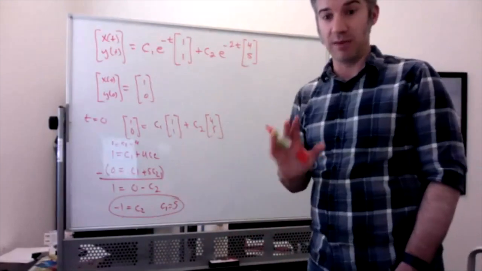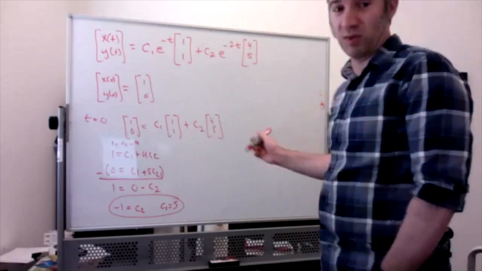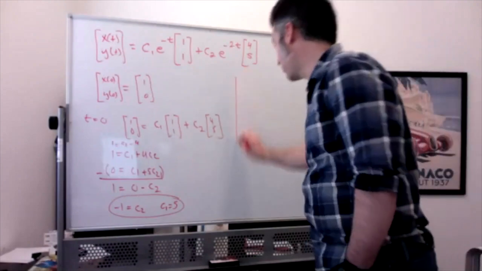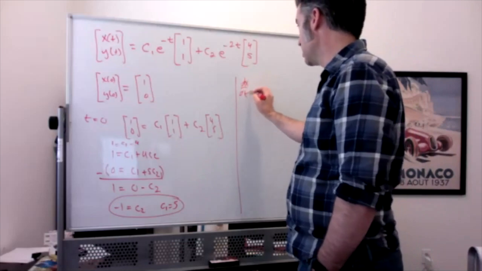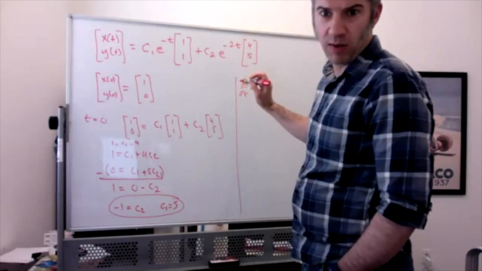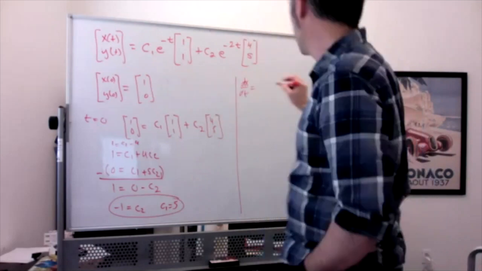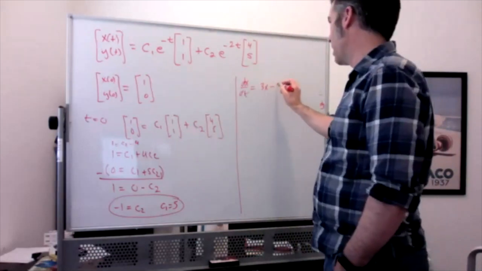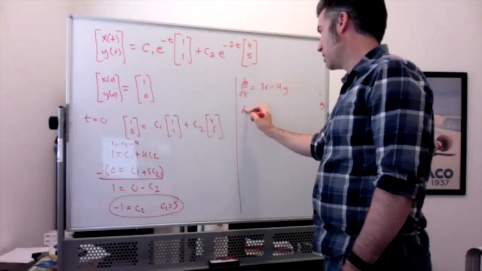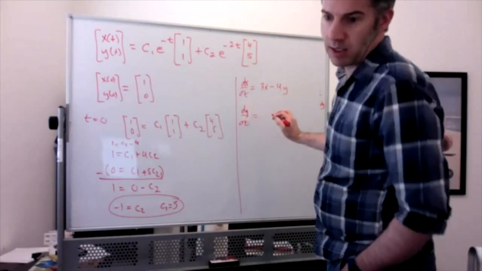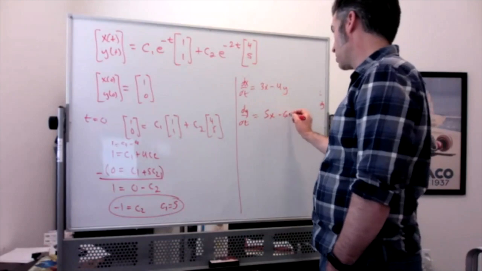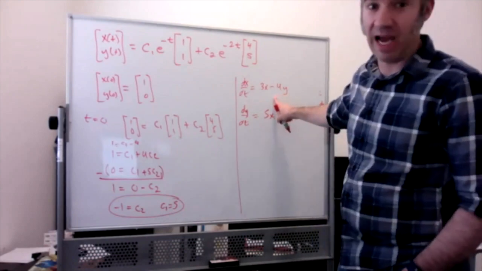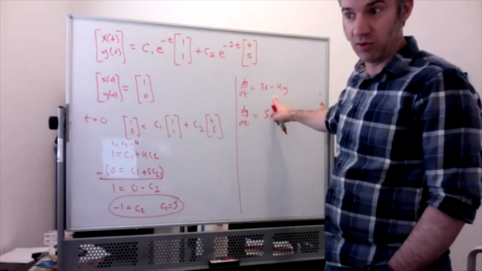In the second part, I made a mistake. I said that the system's equation was something that wasn't. The system of equations should have been dx dt equal to 3x minus 4y, and dy dt is 5x minus 4y. In the quiz, I accidentally had a positive 4 there. I'm sorry for that if it caused you any confusion.